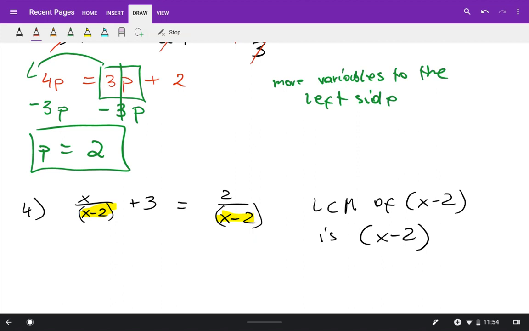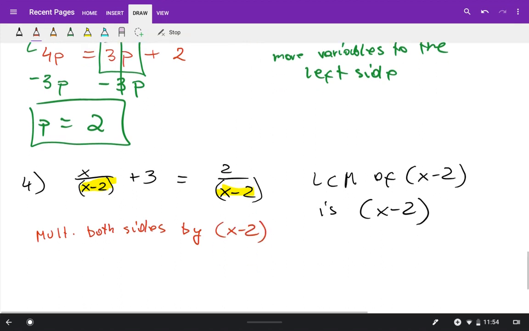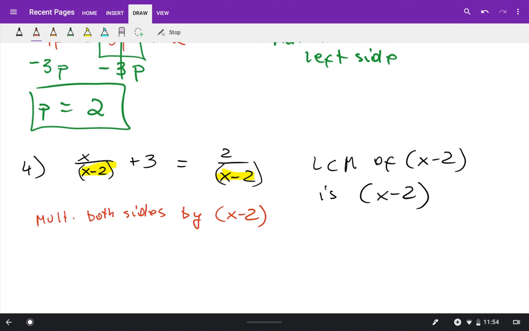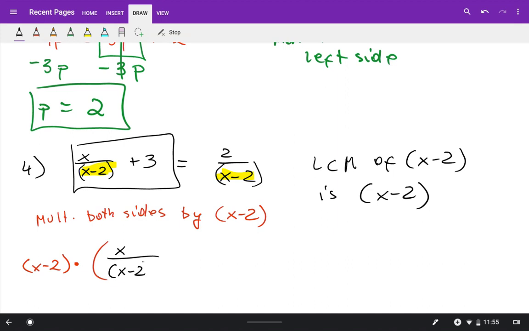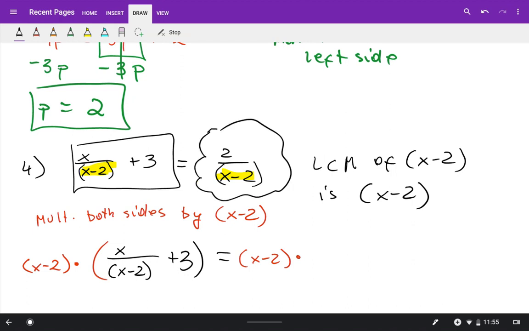So I'm going to multiply both sides by x minus 2. And why do we do that? Because we don't want to have fractions. So we have x minus 2 times, and in parentheses, I copy the original left side of the equation, which is x over x minus 2 plus 3, equal LCM, which is x minus 2 times, and I copy the right side of the equation, which is 2 over x minus 2.